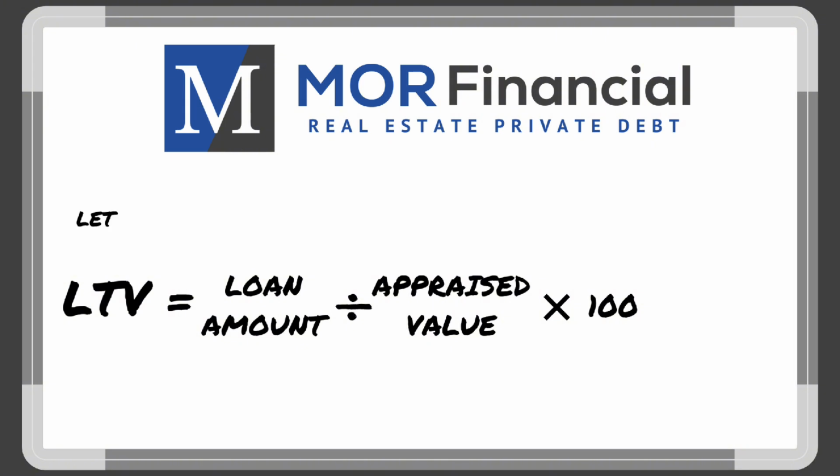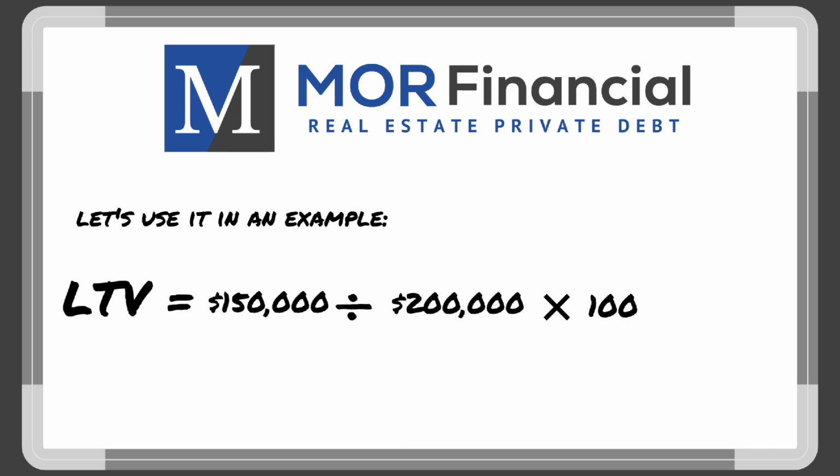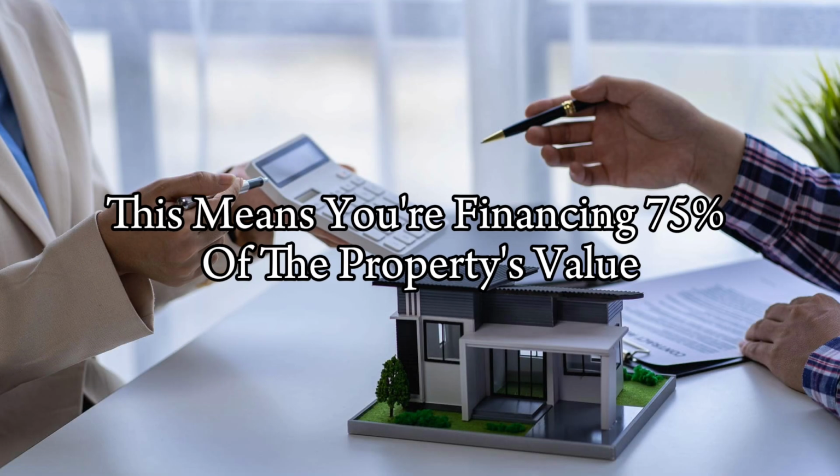Now we know the formula. Let's use it in an example. If you're taking out a $150,000 loan on a home valued at $200,000, your LTV is $150,000 divided by $200,000 times 100, which equals 75%. This means you're financing 75% of the property's value.